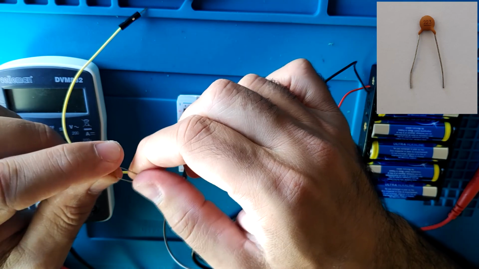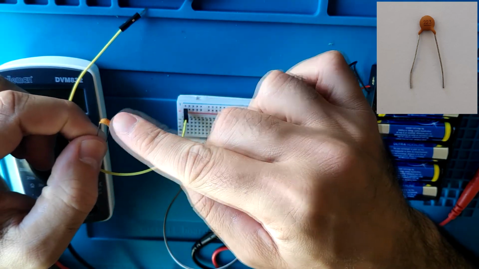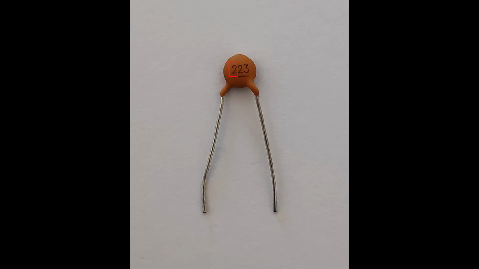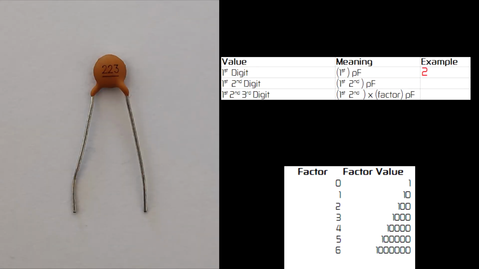Ceramic component's capacitance value is calculated from the digits on the shielding. If the capacitor only has one digit, the capacitance value is that one digit in picofarads. If it has two digits, the value is those two digits in picofarads. If it has 3 digits, the first 2 digits are the value of the capacitor in picofarads and the third digit is the multiplication factor. In the specific example I have above, we can see the first digit is 2, the second 2, and the multiplication factor will be 1000. This means the capacitor has 22,000 picofarads, or also 22 nanofarads.